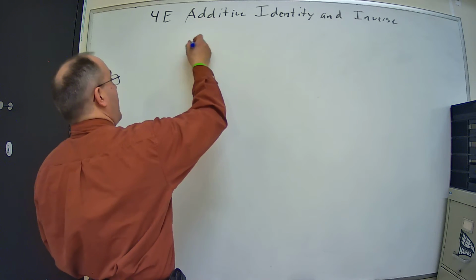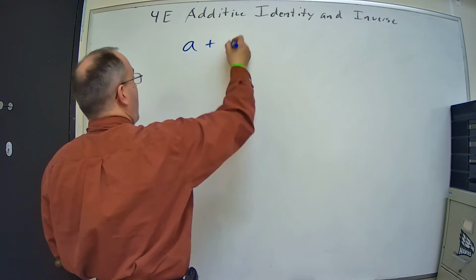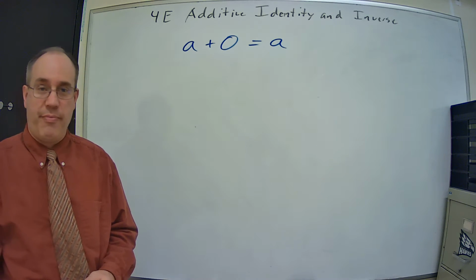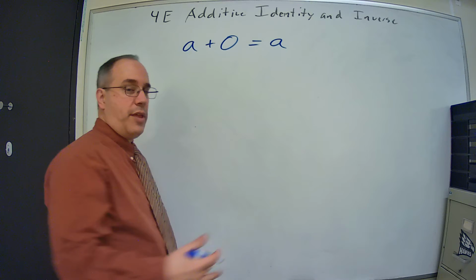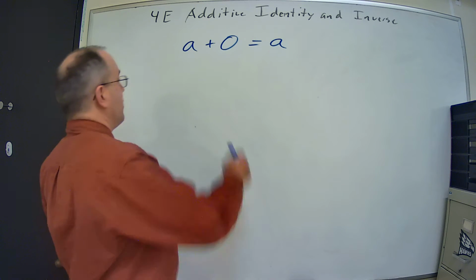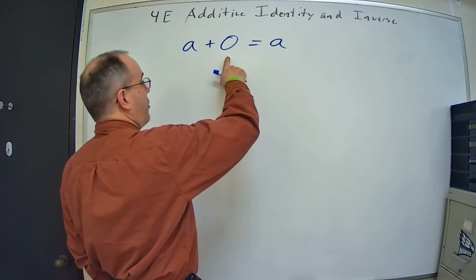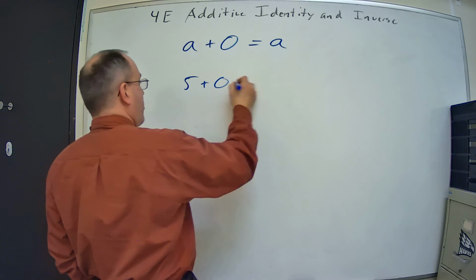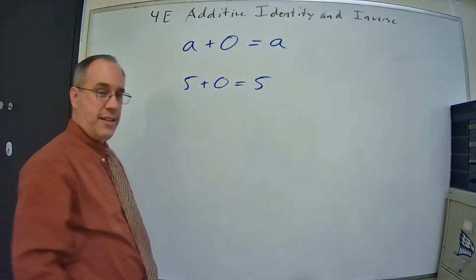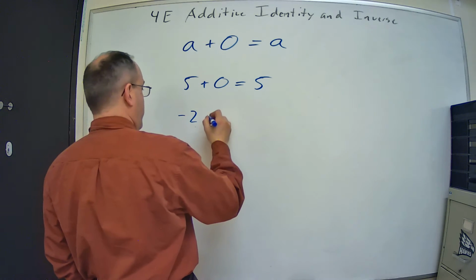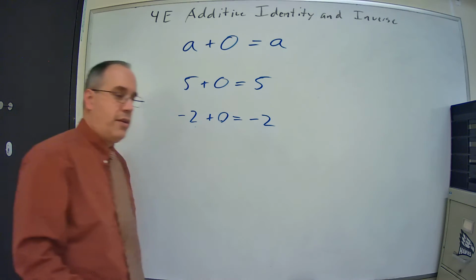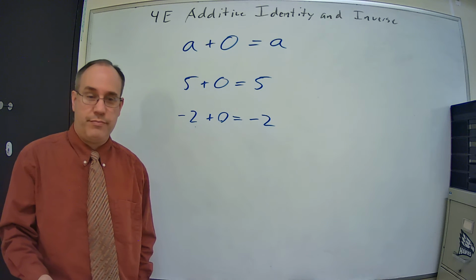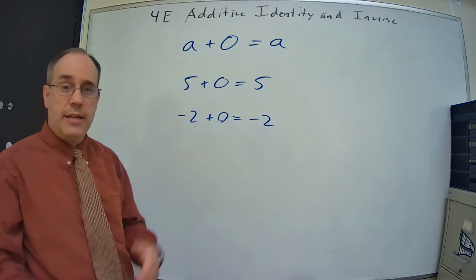If I take any number A and I add 0 to it, the result will be A. So that's the additive identity. Any number with 0 added to it gives you back that original number. 5 plus 0 is equal to 5, the identity. -2 plus 0 is equal to -2. No matter what number I have, if I add 0 to it, I'm going to get that number back. So that's the identity, not too difficult.